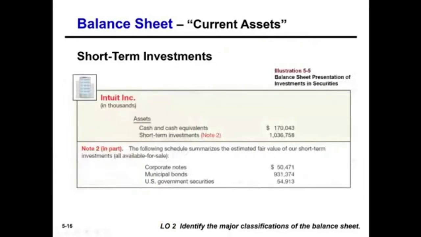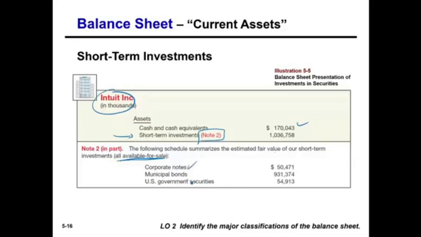And this is an example of short-term investments for Intuit. If you look at their balance sheet, this is their cash and cash equivalents, and they have short-term investments. Definitely the company will need to show you what their short-term investments are. They don't have to give you a detail, but they have to give you some sort of a summary. So the following schedule summarizes the estimated fair value of our short-term investments. They are all available for sale. That's their category. And I used to prepare this schedule for a company when I prepared their financial statements.